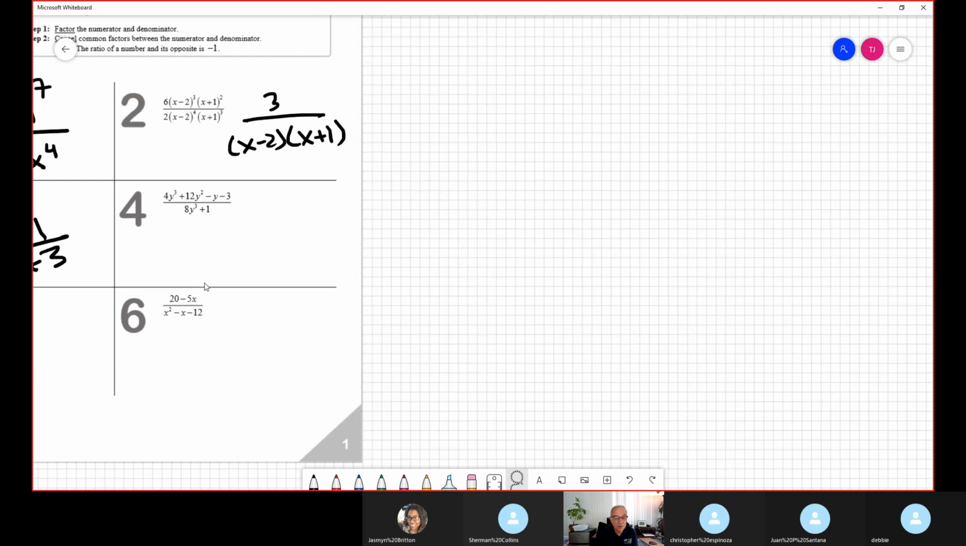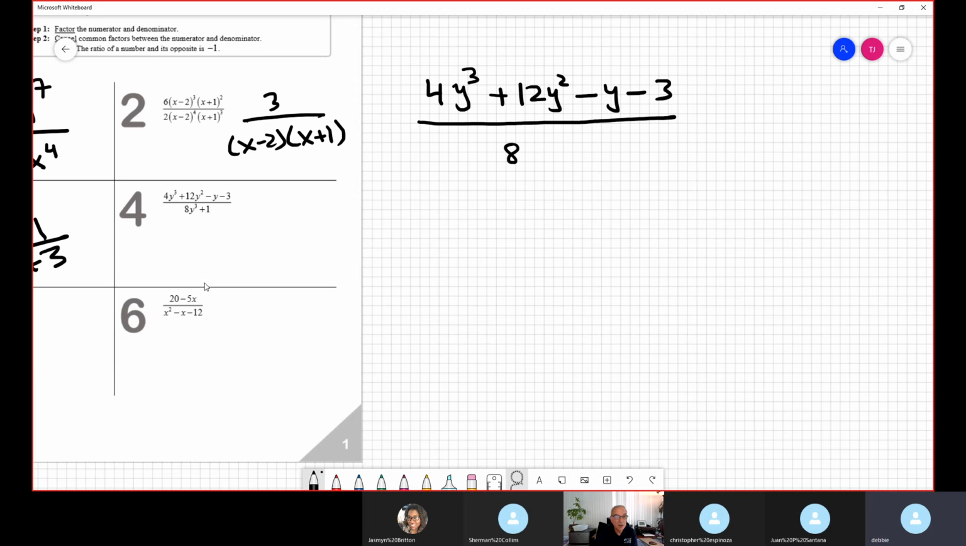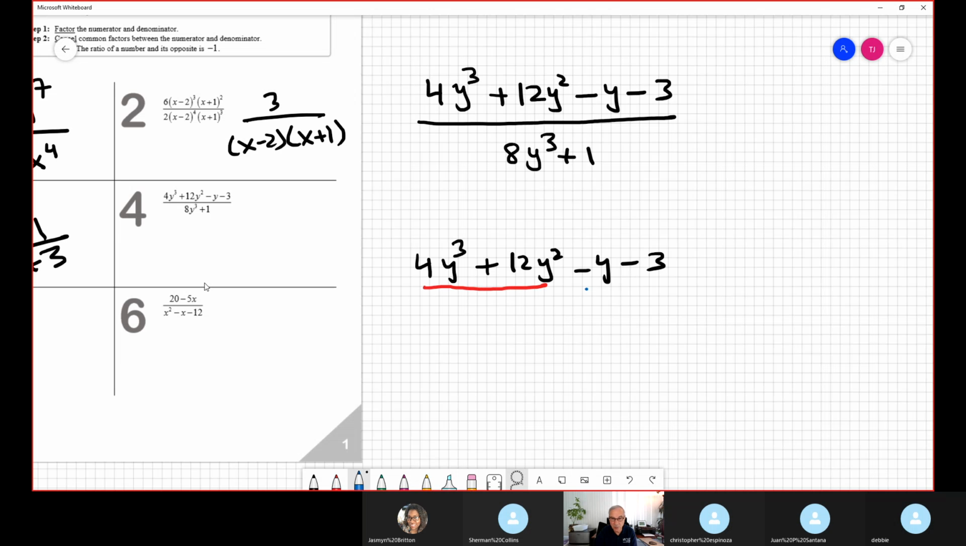Okay, let's do number 4. Number 4 looks horrible. It is 4y cubed plus 12y squared minus y minus 3 divided by 8y cubed plus 1. Okay, I copy separately because it's too complicated: 4y cubed plus 12y squared minus y minus 3. It's obvious that it's grouping because there are 4 terms. 1, 2, 3, 4, grouping.